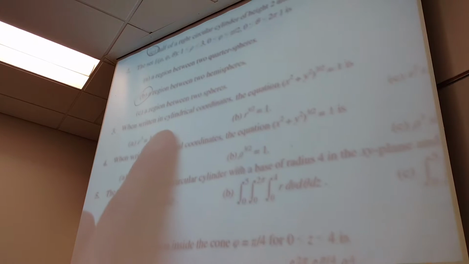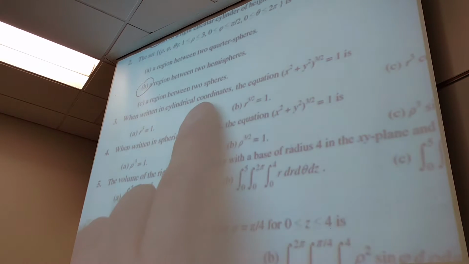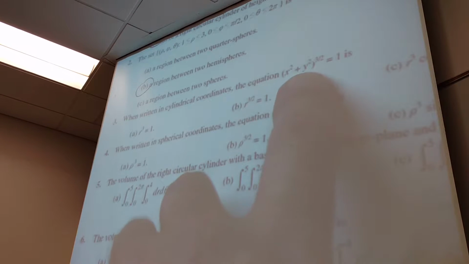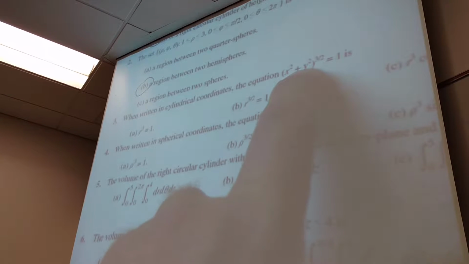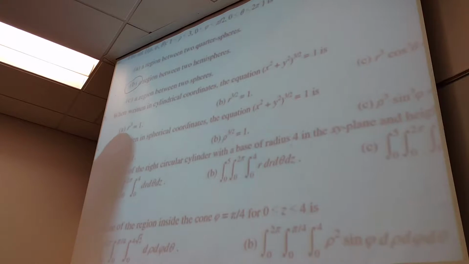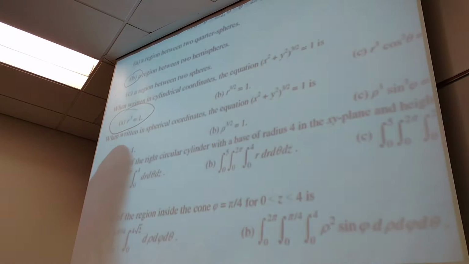Number 3. This one's a nice one. X squared plus y squared, cylindrical is basically polar. So x squared plus y squared is r squared. What do you do when you raise something with a power to another power? You multiply the powers. It's scary how quickly those kinds of rules go out of our heads. So it's just going to be r cubed equals 1. I like it. What about number 4 though?